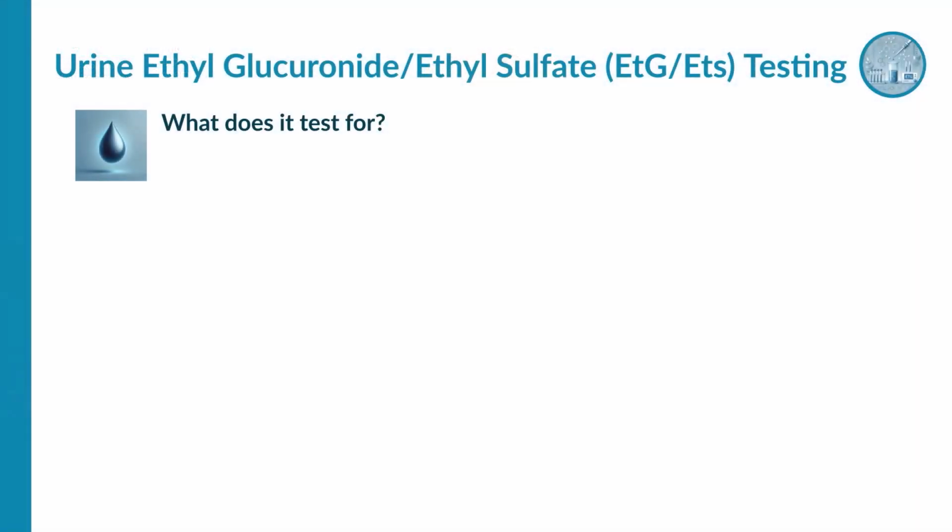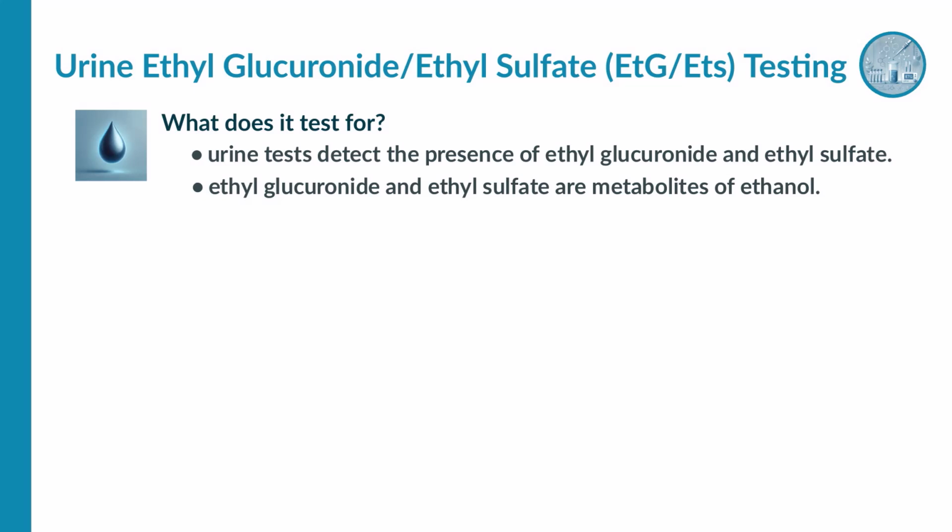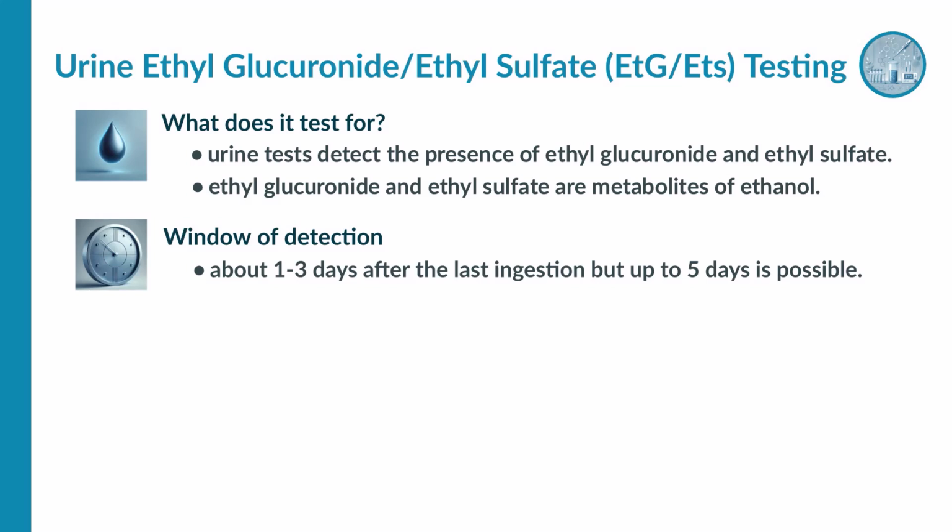The second test is urine ethyl glucuronide or urine ethyl sulfate testing. Now, what this test is for is a urine test to detect the presence of ethyl glucuronide and ethyl sulfate, respectively. By the way, these are both metabolites of ethanol. The window of detection for these metabolites is usually within about 1 to 3 days after the last ingestion, but up to 5 days is possible.